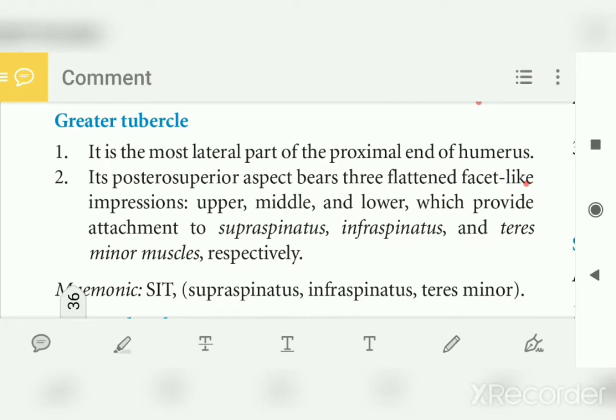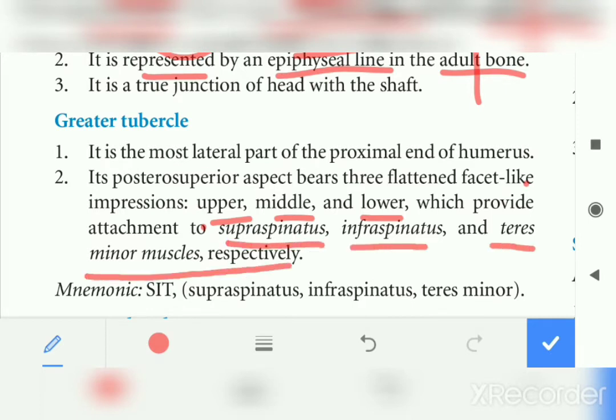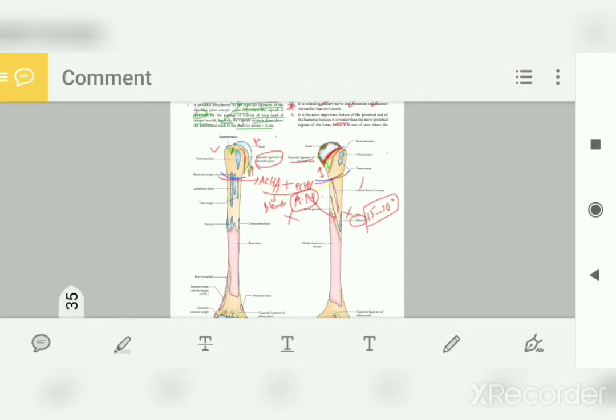Then come to the greater tubercle. It is the most lateral part of the proximal end of the humerus, and its posterior superior aspect bears three flattened facets, like impressions, three flat impressions for three muscles. Upper, middle, and lower impressions contain attachments to the supraspinatus, infraspinatus, and teres minor muscles respectively. Here is a good mnemonic: SIT. Supraspinatus, infraspinatus, and teres minor. Let's see how these muscles are attached in the greater tubercle.